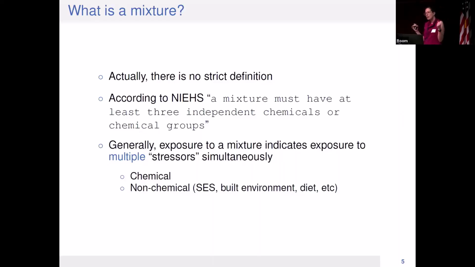And we tend to think of mixtures as chemical stressors, and I may say chemical exposures, chemical mixtures during the presentation, but it's important to know that these mixtures are not only chemical exposures, right? We are exposed to non-chemical things as well, including socioeconomic factors, built environment, diet, etc.